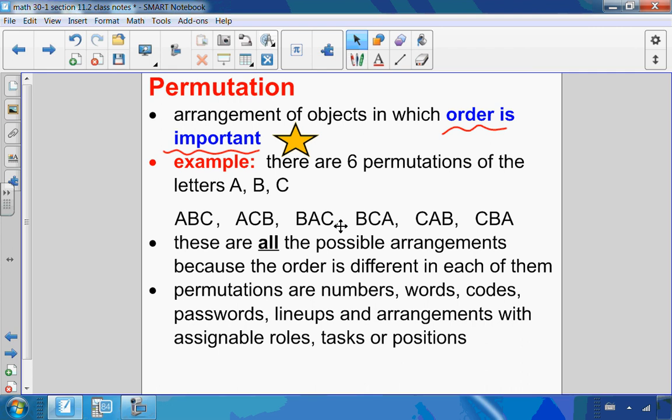Order is important. So for example, remember we did that example where we had 3 letters, A, B, and C, and we saw that there were 6 unique arrangements or permutations of those letters. Those are all the different arrangements because every one of them is different because order is important. So permutations, in the 11.1 section, we did numbers, words, codes, passwords, lineups, any kind of an arrangement with an assignable role, task, or position.